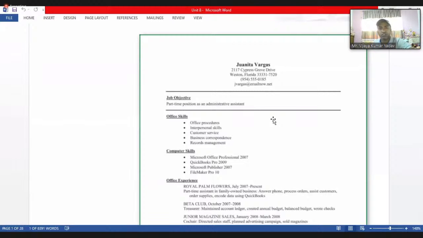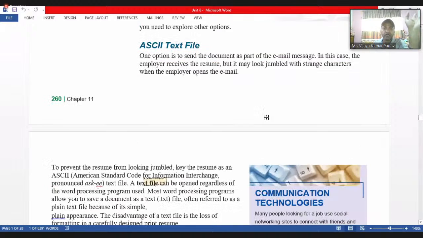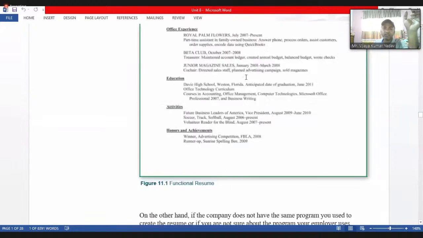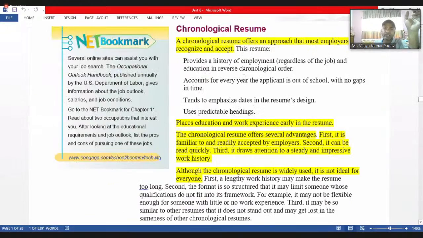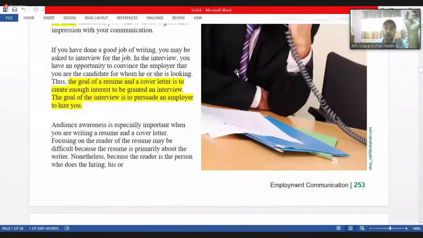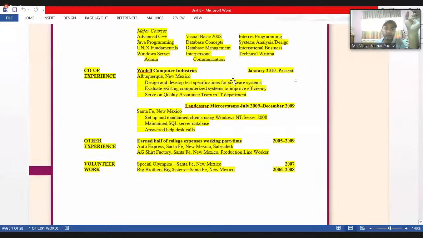Okay, so these 4 things you have to learn in this unit, nothing more than this. Okay, so in my opinion, let's talk about cover letter first, and then the resume, that is the first resume that we discussed. So you will follow that resume only, sample resume. Where is it? So this one you will follow.